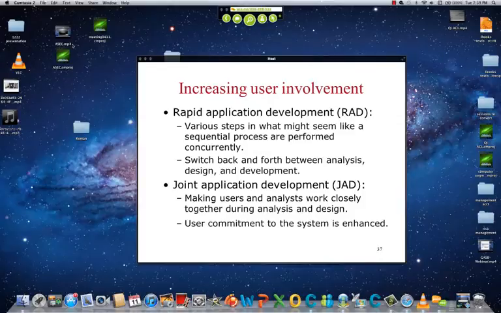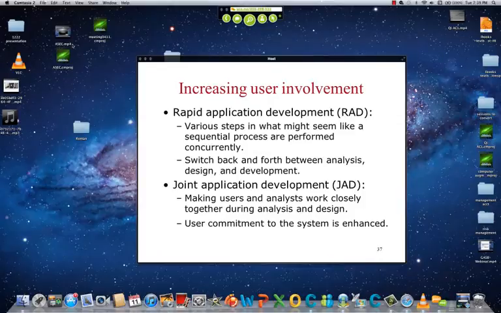You can perform, say, the analysis of the current system, and simultaneously you can work on a new system. You still have some idea of what should be the new system, what should be there. It's not that you are clueless. You know more or less what the new system should be. So you can do things simultaneously. You can work on several stages simultaneously. This is the idea of rapid application development.